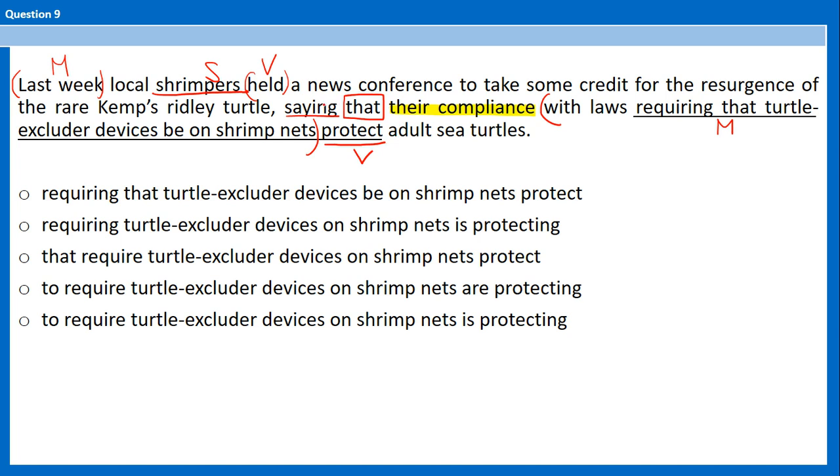So again, saying that, subject verb. The word "that" will subordinate a subject and a verb. Be careful with those modifiers, okay? Especially prepositional phrases.